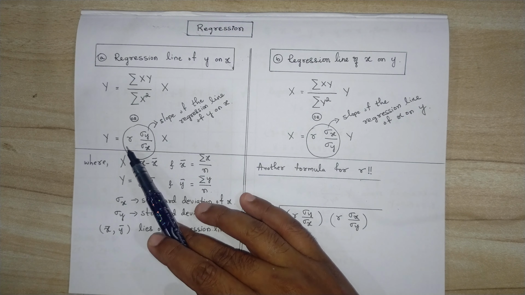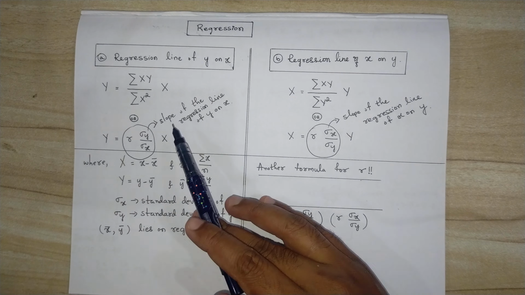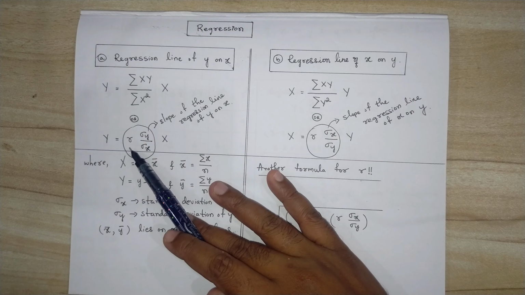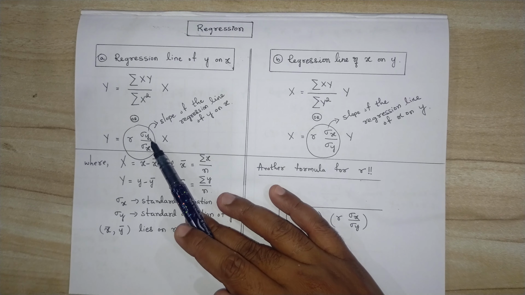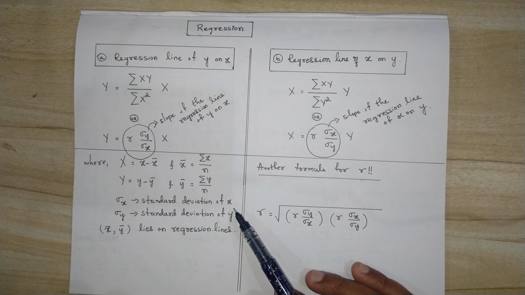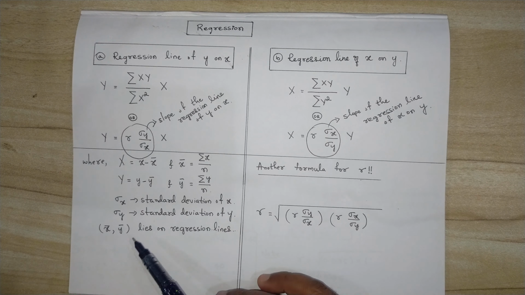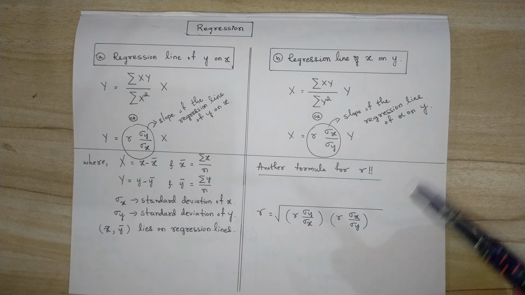And I can also write this in terms of standard deviation. So y equals r into sigma y divided by sigma x into x, where r is the coefficient of correlation, sigma y is the standard deviation of y, and sigma x is the standard deviation of x. And the point x bar, y bar lies on the regression line.